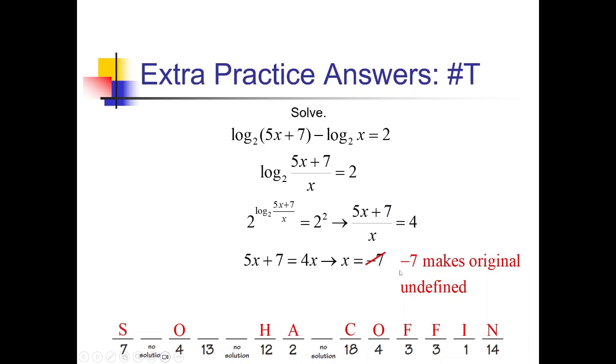Unlike the last problem where we had an extraneous root, in this problem we don't have any other answers left over. Since there's no answers, that means this is no solution, which means t is going in these no solution spots. There's 3 of them, so one right here, here, and here. That one took a little work, but it paid off in the end.